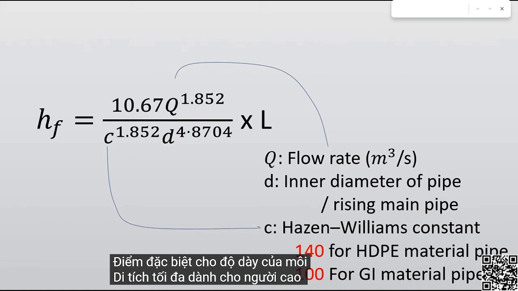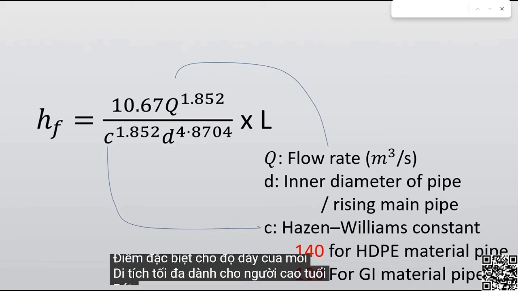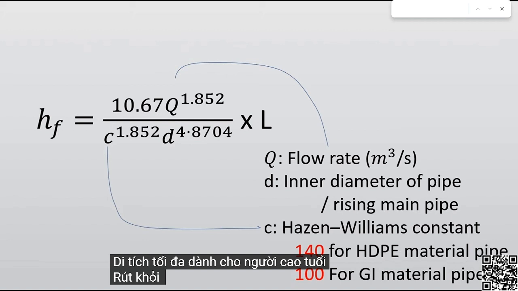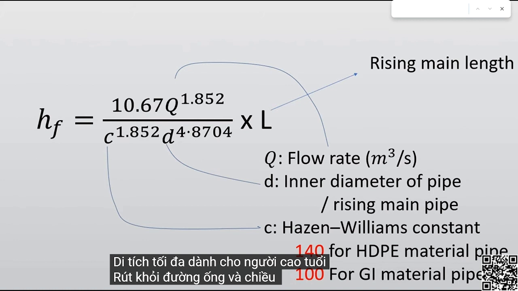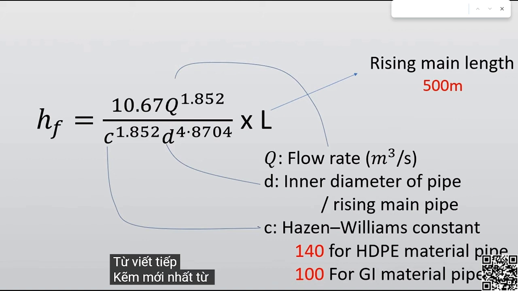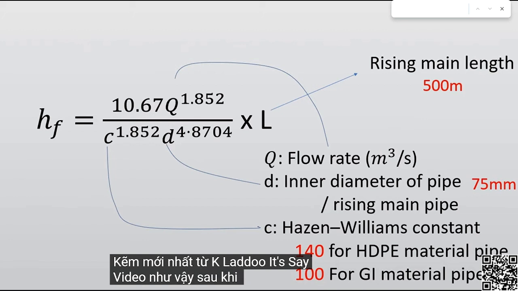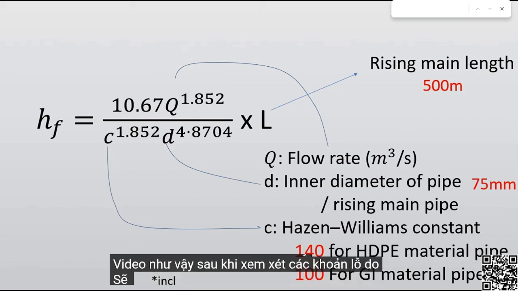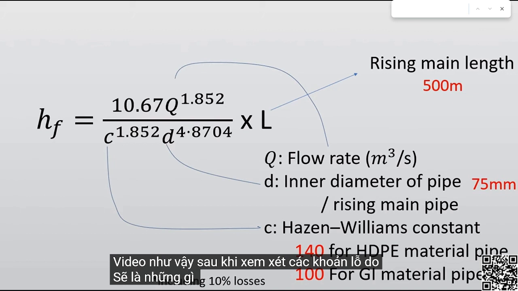C is the Hazen-Williams constant. It is 140 for HDPE pipe and 100 for GI pipe. L and D are the rising main length and inner diameter. Let's say in the village the rising main length is 500 meter. Inner diameter is obtained from the rising main design. Let's assume it is 75 mm, as we will design the rising main in a later video. So after considering 10% losses due to bends, valves, we will get a friction head of 29.34 meter.